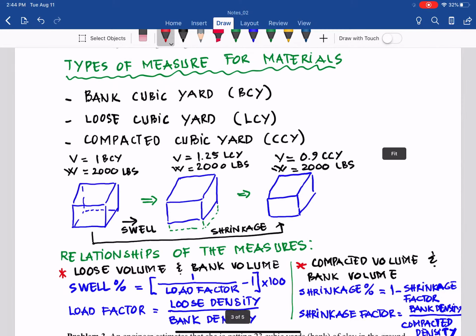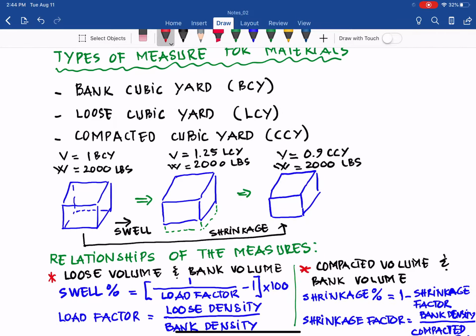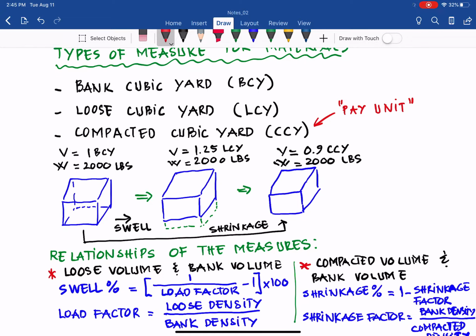In real life, people are concerned about how much they pay: should I pay by bank cubic yard, loose cubic yard, or compacted cubic yard? Normally, if the project doesn't say anything, not specified explicitly whether bank cubic yard, loose cubic yard, or compacted cubic yard applies, then this is what people are going to pay, and I call it the pay unit, based on what you put in my project. Then I pay that. I don't care how much you buy or how much you transport, but if you put it in my project, that's what I pay, and that is compacted cubic yard.